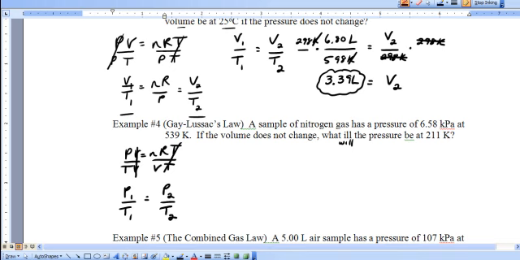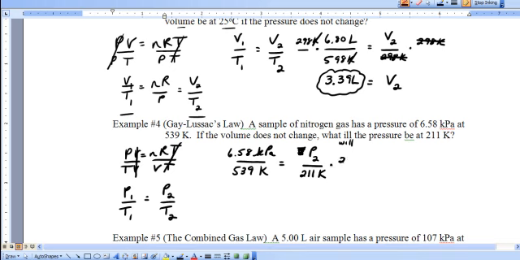The original pressure is 6.58 kilopascals. The original temperature is 539 Kelvin. We're already in Kelvin, so we're good. The volume is not changing. The final pressure is what we're looking for, so we have P2. The final temperature is 211 Kelvin. So now we simply need to solve for P2.